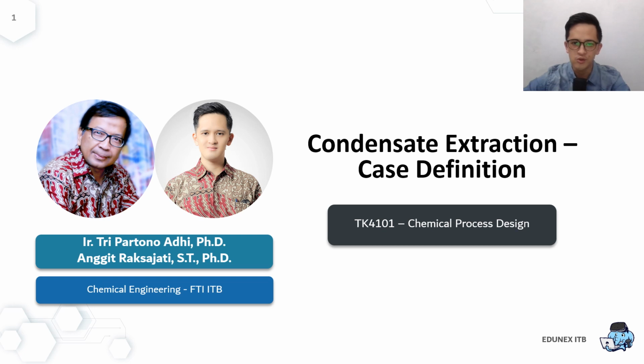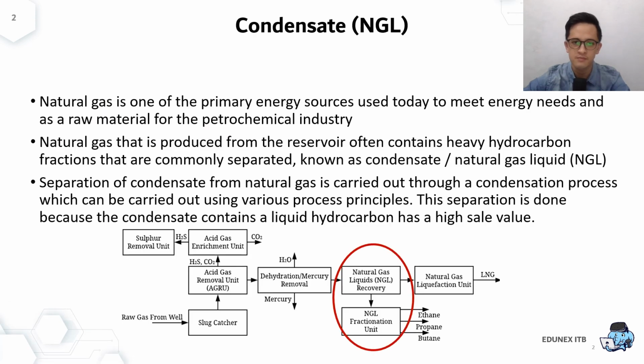In this video, I'm going to present you the case definition of our third case study, which is condensate extraction. Natural gas is one of the primary energy sources used today to meet energy needs, as a raw material for the petrochemical industry such as ammonia or methanol and its derivatives. Natural gas produced from the reservoir often contains heavy hydrocarbon fractions such as C5 plus or C6 plus that are commonly separated, known as a condensate or natural gas liquid.